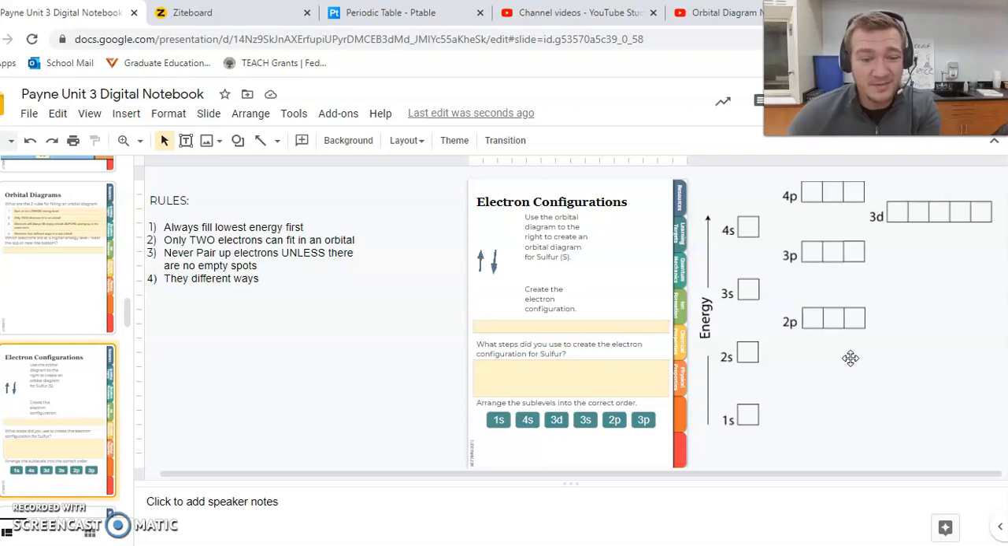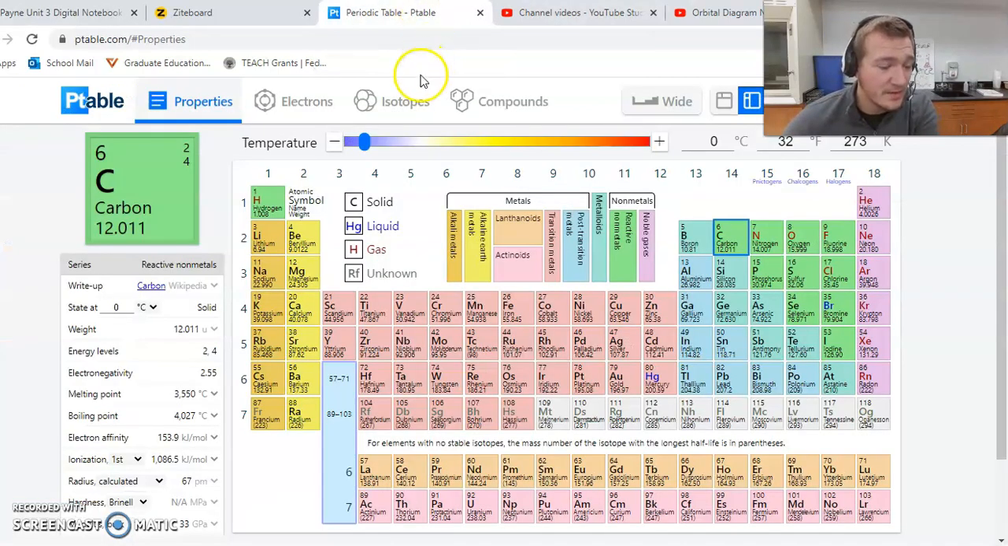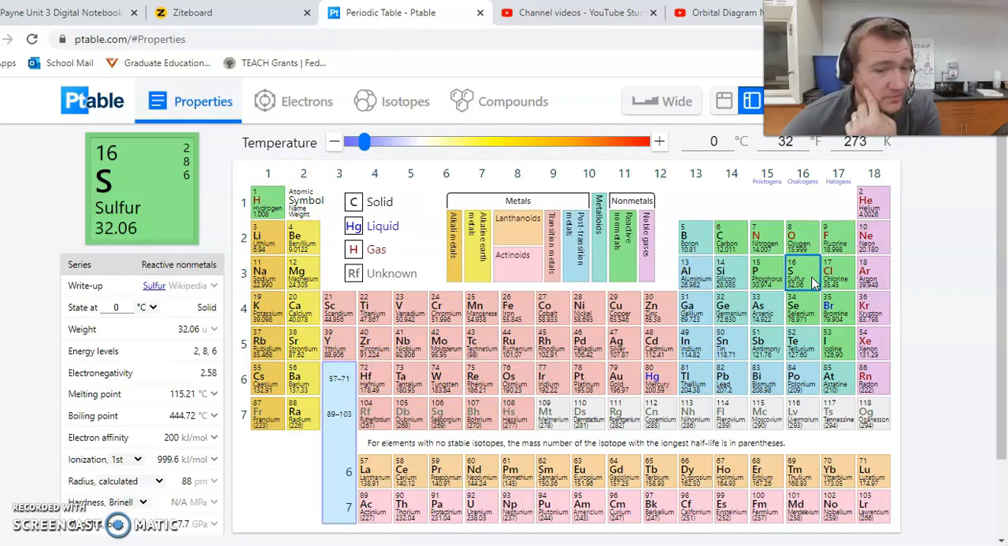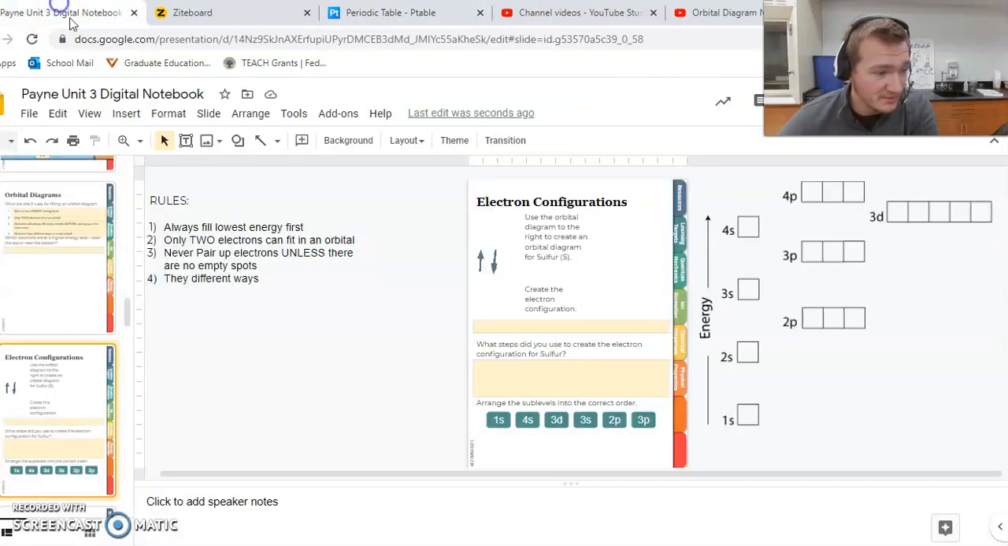So first we have to figure out how many electrons sulfur has, and luckily I already have the periodic table pulled up. And we see sulfur right here is element number 16. So in order for our atom to be neutral, 16 is our atomic number. That means there's 16 protons. We need our electrons to equal the number of protons. Easy enough, so that just means we have 16 electrons we have to put in.